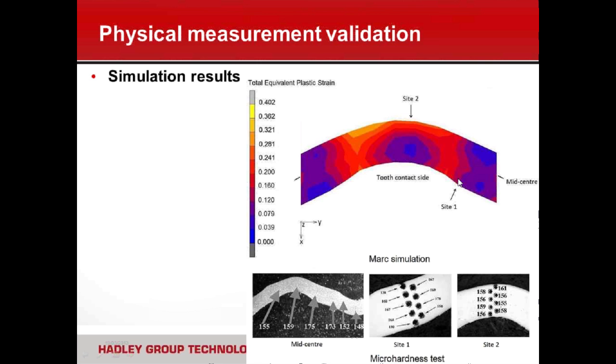If we look at the test data based on the micro hardness, we can see that the hardness is high here at the top, and then reduced, and then increased again at the bottom. So it's a very comparable result between the simulation and the test data.